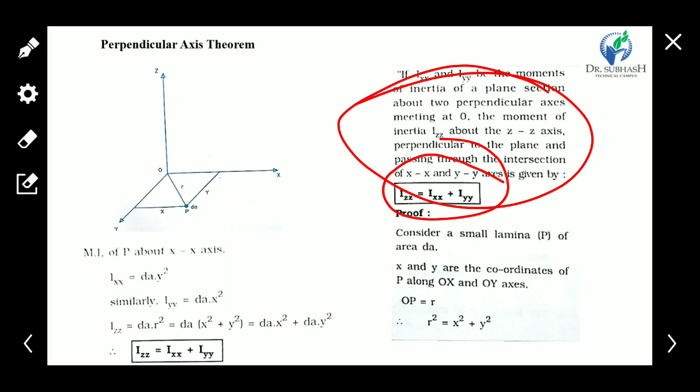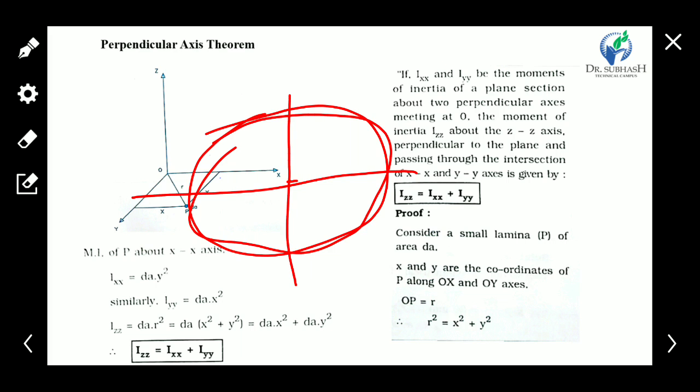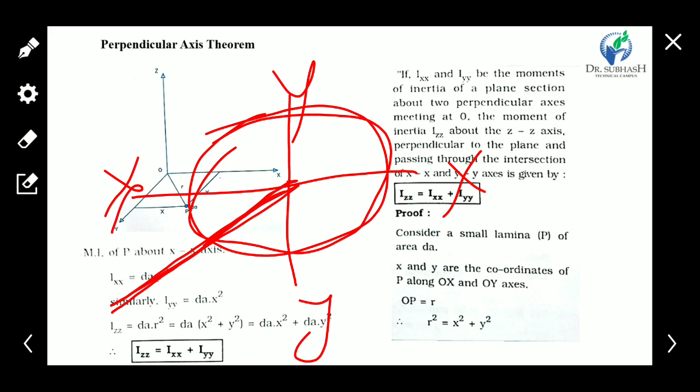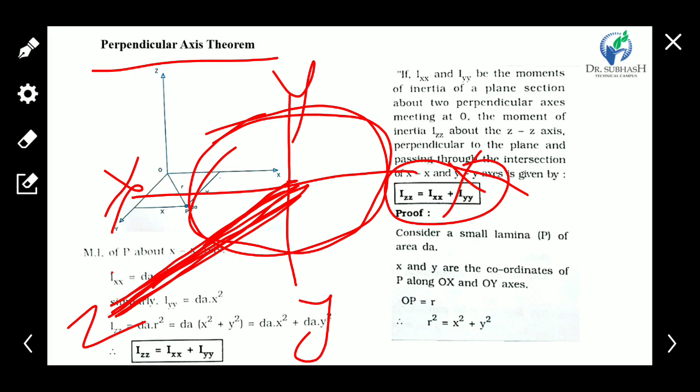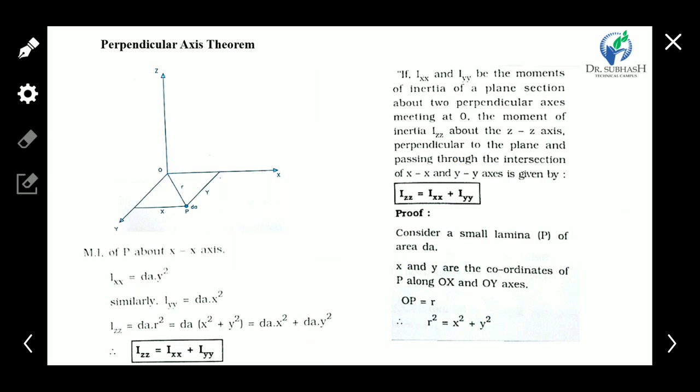In short, say here is the CG, this is the plane, this is the given area, and this is the CG, this is xx and this is yy. Now this axis which is perpendicular to the x and y axes, the z axis moment of inertia is found with the help of the perpendicular axis theorem, through this equation: Izz, the moment of inertia about this z axis, is equal to Ixx plus Iyy. Okay, clear?